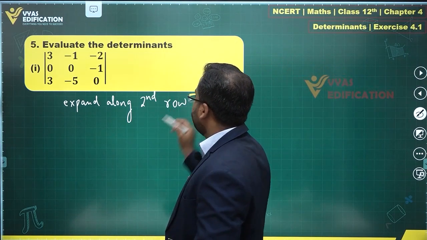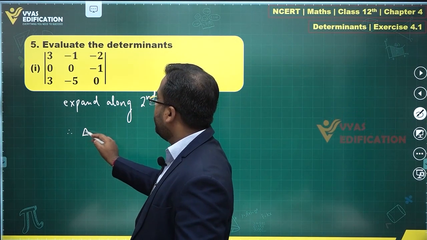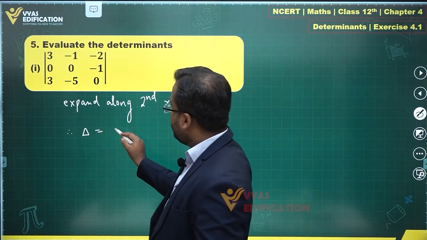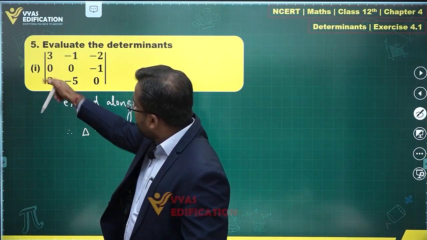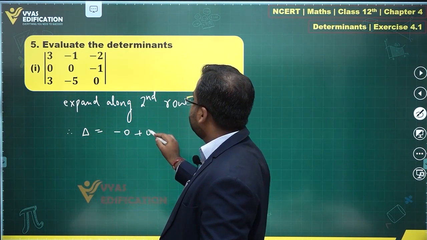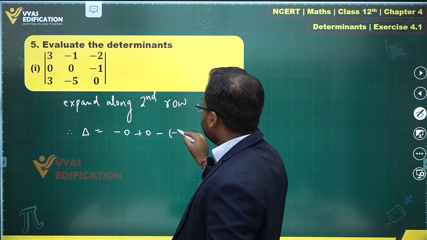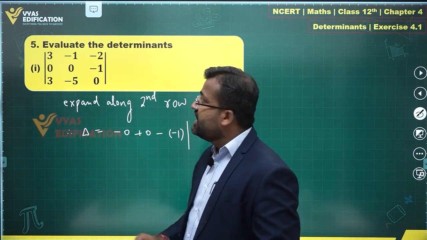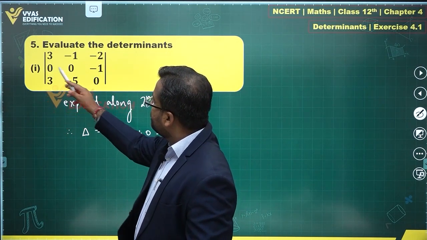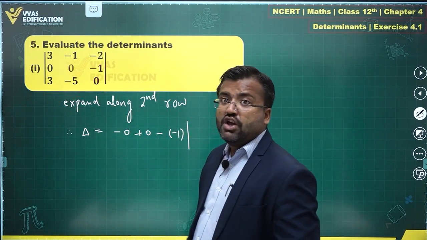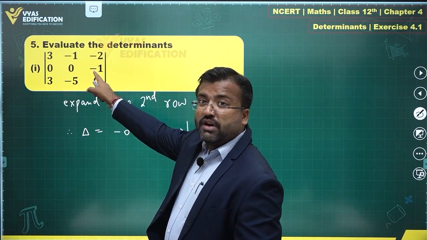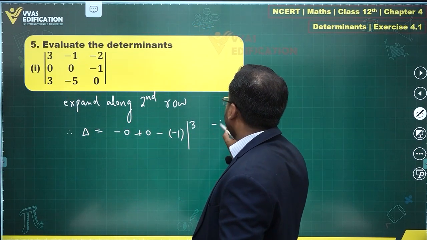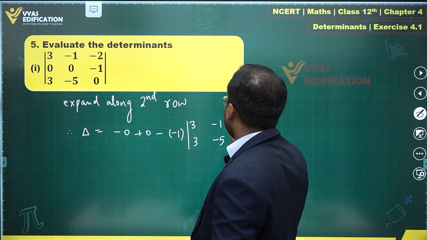And what does this give us? Let's call this value delta, and delta will be equal to what? Delta will be equal to minus, there will be a minus over here, minus 0 plus 0, and there's a minus 1 over here. The determinant along with this will be a 2 by 2 determinant, obtained by eliminating the row and column containing this minus 1. What will that be? 3 minus 1, 3 minus 5. This is what you have, right?